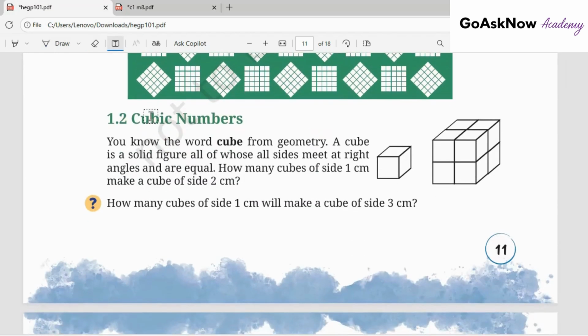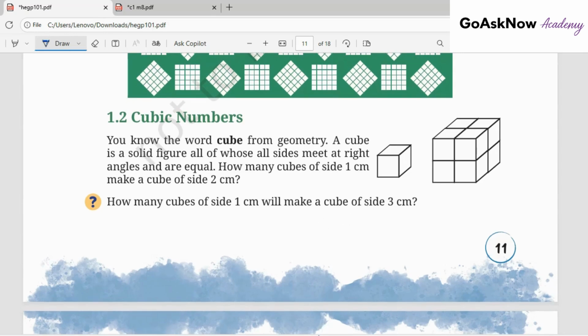Next topic is cubic numbers. You know the word cube from geometry. A cube is a solid figure, all of whose sides meet at right angles and are equal. This is known as a cube. How many cubes of side 1 centimeter make the cube of side 2 centimeter? How many cubes of side 1 centimeter will make a cube of side 3 centimeter? Let us know that.